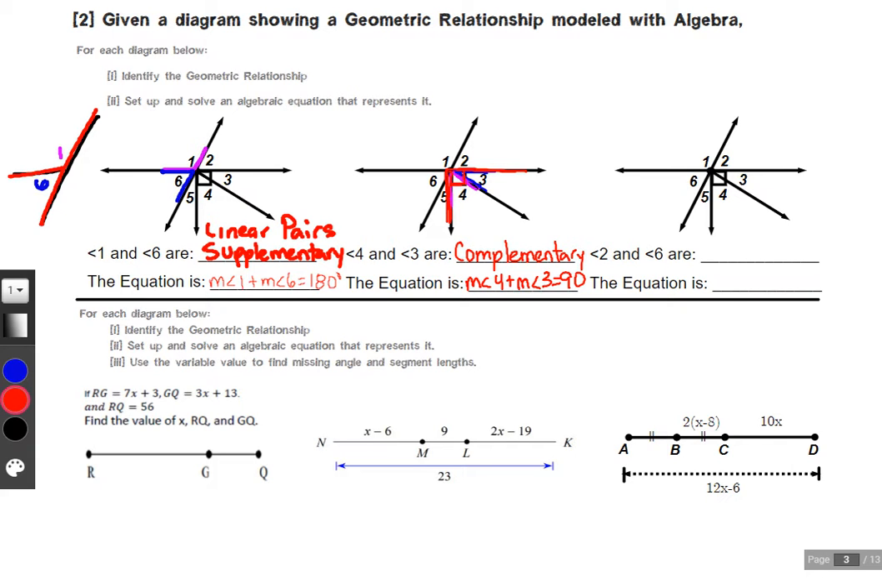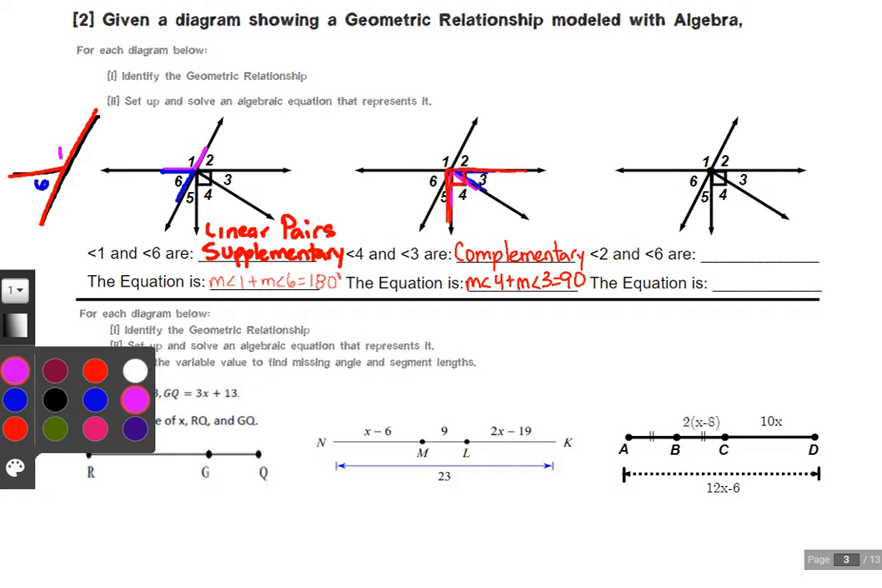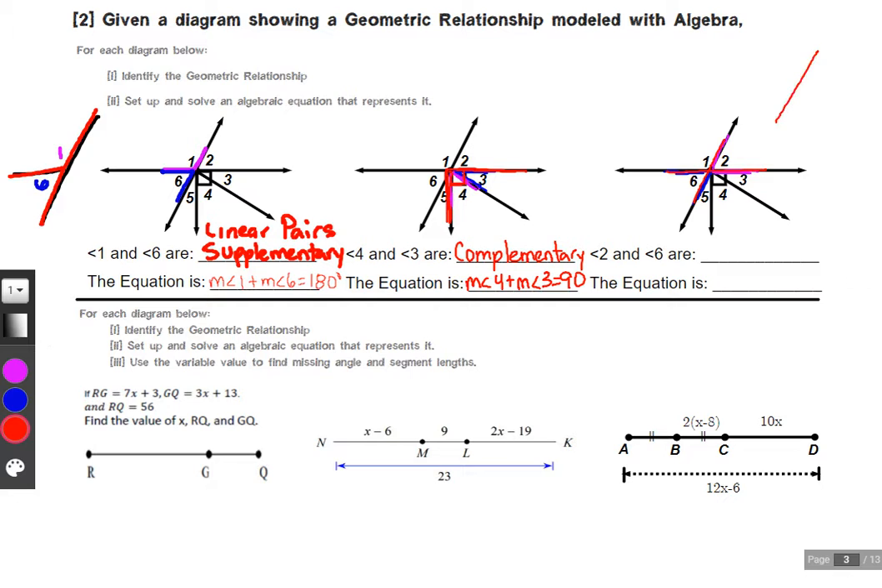Okay, and finally we have 2 and 6. So let's find 2, and then 6. Notice they're non-adjacent, meaning they don't touch and meet at a wall. They do touch at a central vertex, but they're directly opposite of one another. More importantly, they form this nice intersection where this is angle 2 and this is angle 6. We'll recognize those as the scissor angles, or what we refer to as vertical angles. Vertical angles by definition are congruent, therefore the measurement of angle 2 is equal to the measurement of angle 6.